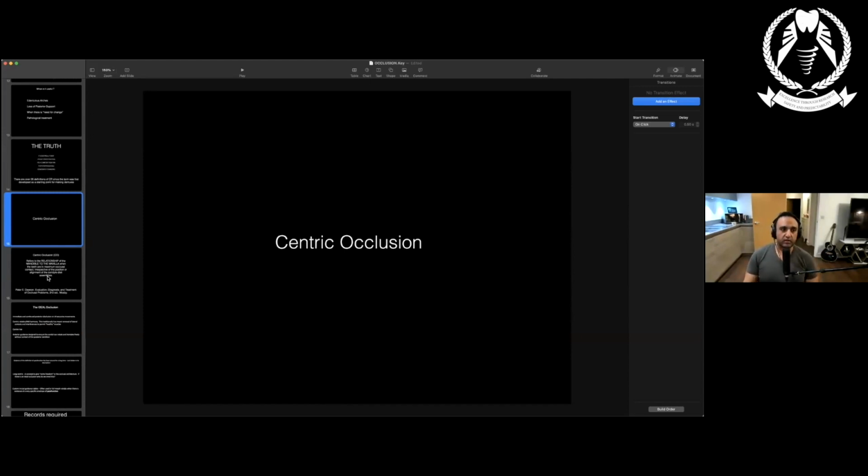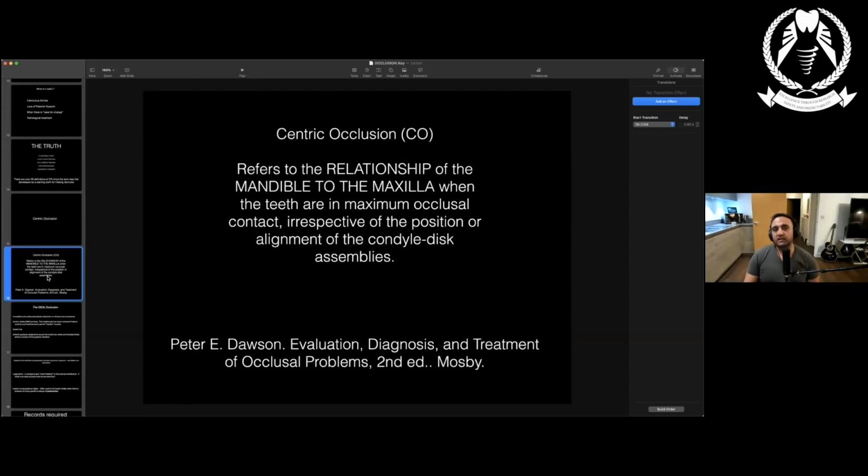So centric occlusion. Now this is a reference to the relationship of the mandible to the maxilla when the teeth are in maximum occlusal contact, irrespective, and this is the important bit of the definition, of where the condyle or disc assemblies are. Dawson said that. Some people call it intercuspal position or maximal intercuspal position, but basically we're calling it centric occlusion, and that's your ICP, intercuspal position, which I'll sometimes refer to.